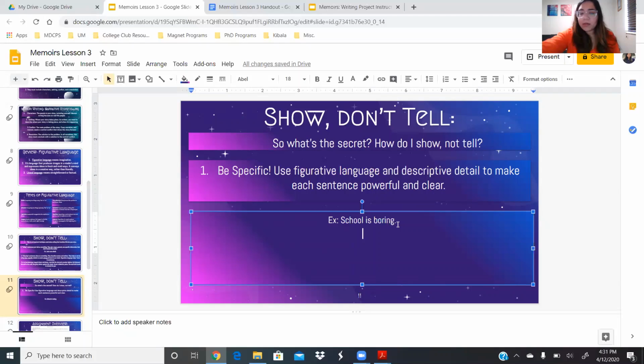So, if I were to go through this, I would grab a piece of paper and I would write down some things that made school boring. So I'm going to go through it as if I was the one writing this. So I'm going to make it in first person. I'm going to use the word I, right? And then I'm going to write down some things that made school boring for me.